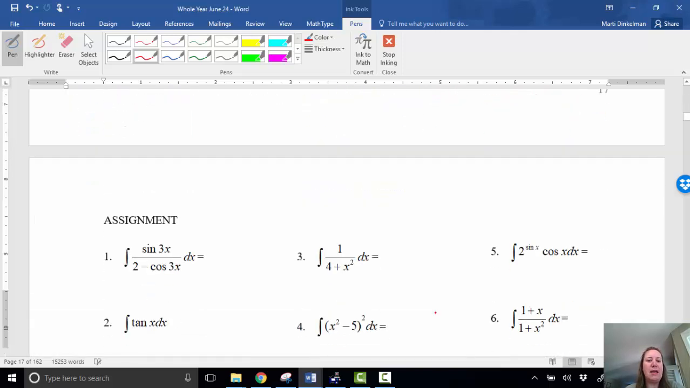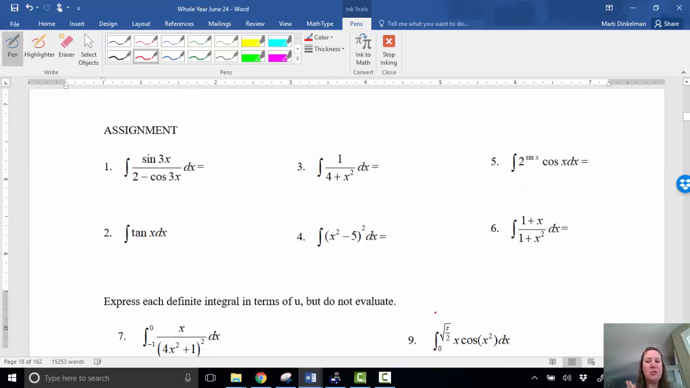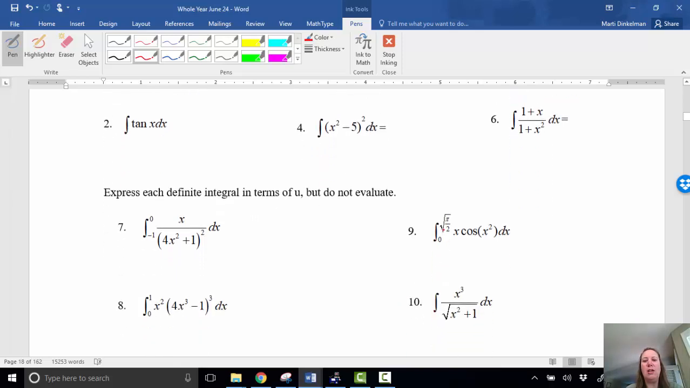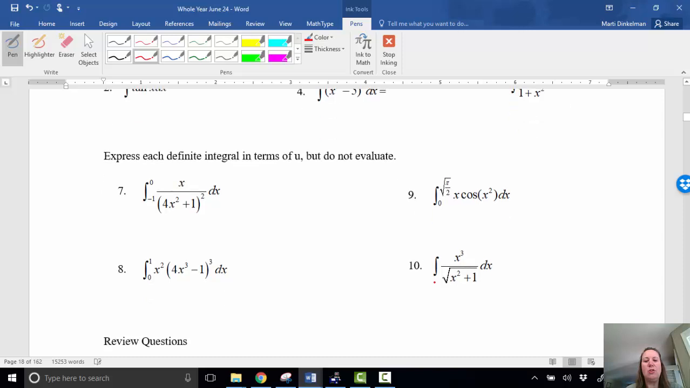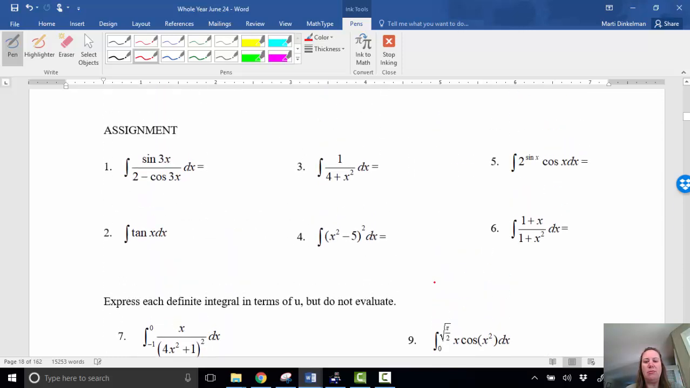So feel free on this assignment as you go through, feel free to avoid U substitution. If you just know what's happening, that's totally fine. Just go for it and take the integral. There are a couple where I ask you not to evaluate, and I just want to make sure that you know how to change the limits, basically, or to rewrite them. So just go for that and try to just remember to change those limits. Good luck.